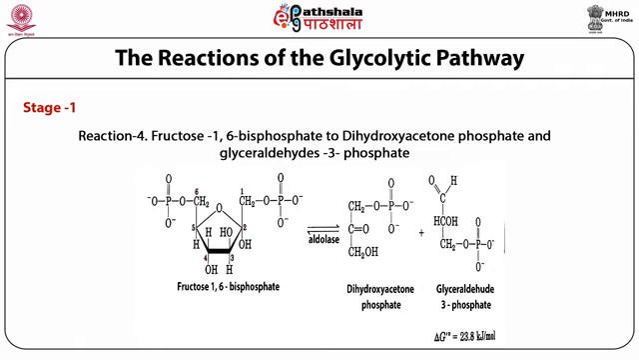It is catalyzed by aldolase. The enzyme fructose 1,6-bisphosphate aldolase, often called simply aldolase, catalyzes a reversible aldol condensation. Fructose 1,6-bisphosphate is cleaved to yield two different triose phosphates, glyceraldehyde 3-phosphate, an aldose, and dihydroxyacetone phosphate, a ketose.